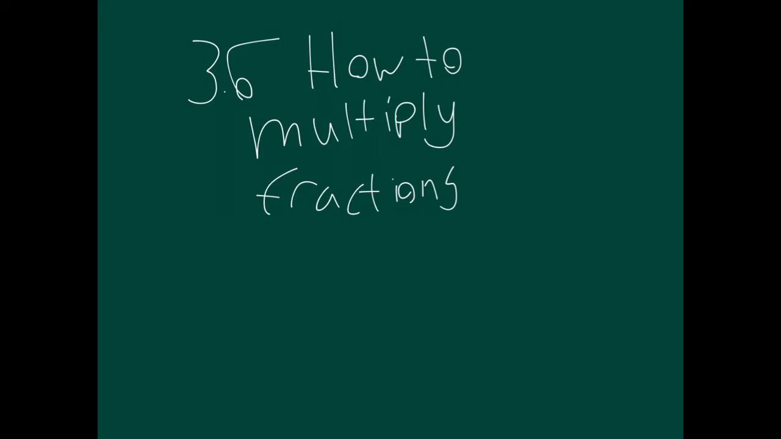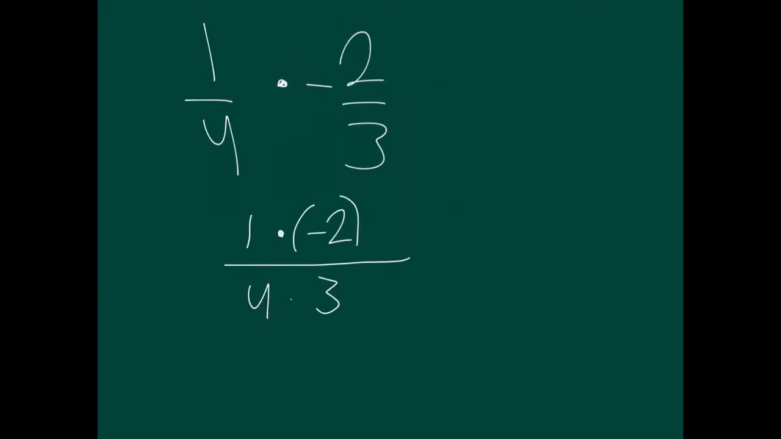3.6, how to multiply fractions. 1/4 times negative 2/3. First, you have to set it up like this right here. And then you can multiply. But here we have 2 numbers that can be divided by 2. So then 2 divided by 2 would be 1, and 4 divided by 2 would be 2. And then you can go ahead and multiply. 1 times 1 would equal negative 1, because there's a negative right there. And then that would equal 6, because it's a negative 1/6. And then that's your answer.